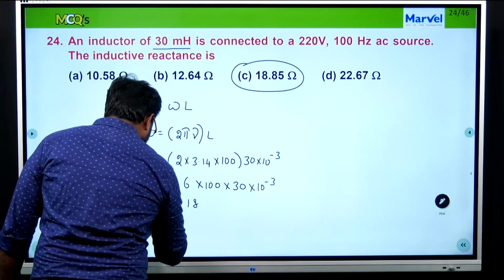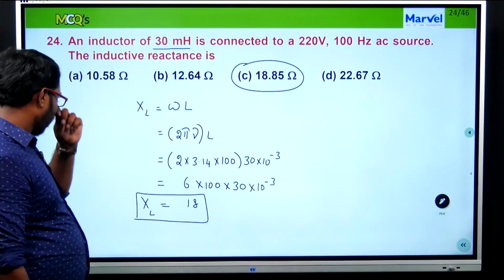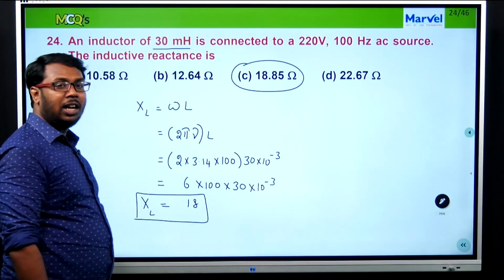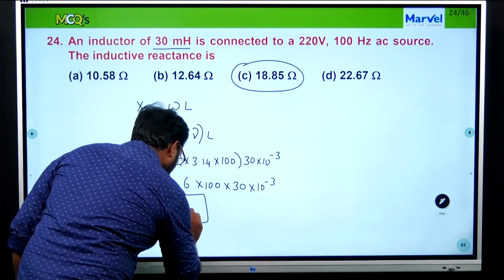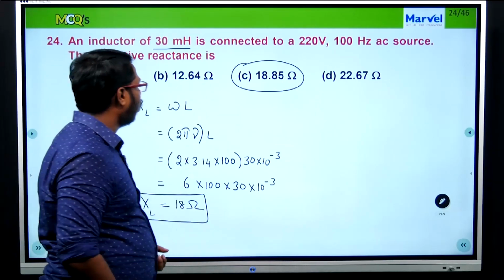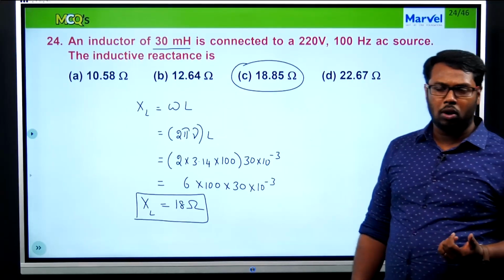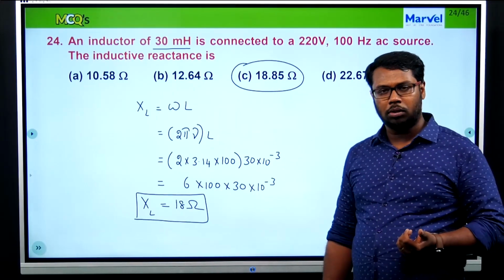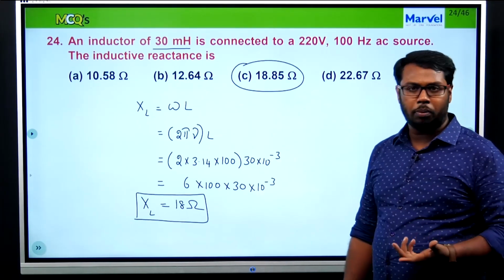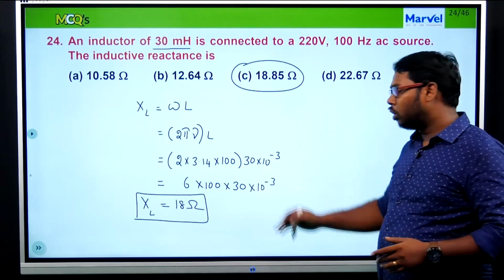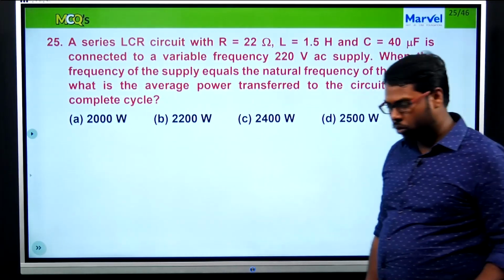So approximately the inductive reactance value is 18 ohms. Okay, it is 18 ohms. So this is fair enough to conclude the answer. You don't necessarily have to do the accurate multiplication, because if it was a descriptive examination, doing an accurate multiplication is fine. But since you are going to choose one among the 4 options, it's okay if you just stop with an approximate value, just like I did now. Now we move to the next question.